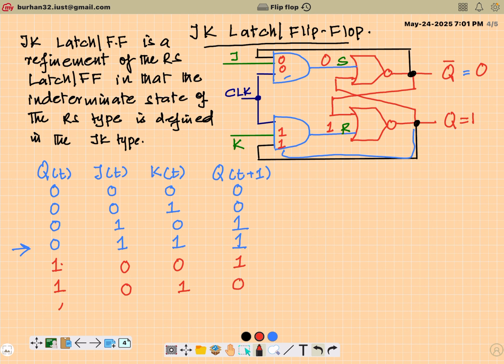Similarly, if I have 1, with this and this, you can again work out the same process. It will be 1. And finally, when Q is 1, J is 1, K is 1, which was the indeterminate state, you'll again see J is 1, K is 1.